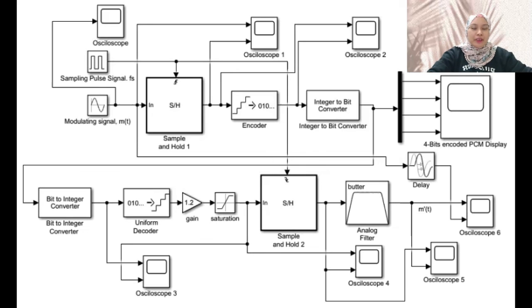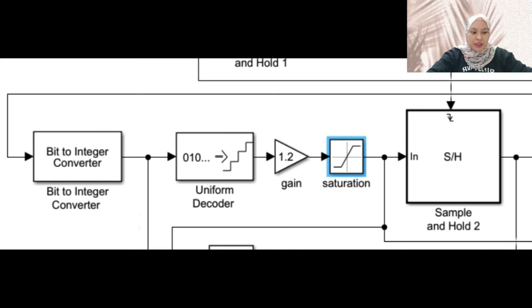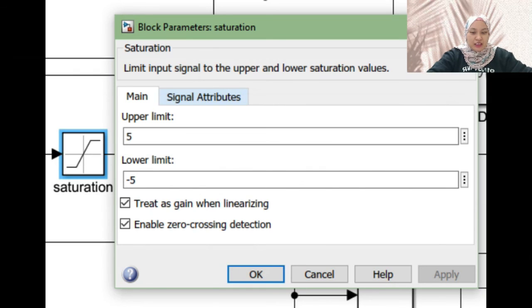For the next part, we need to suggest a way to make the analog modulating signal the same as the resultant recovered modulating signal. So, we add the gain block, saturation block, and transport delay block. The gain value is set to 1.2. The saturation block is to limit the upper and lower boundaries of the signal amplitude value. The amplitude value that we use is 5 volt. Thus, the parameters of upper limit and lower limit are positive 5 volt and negative 5 volt.